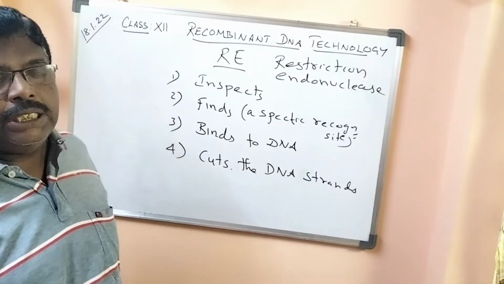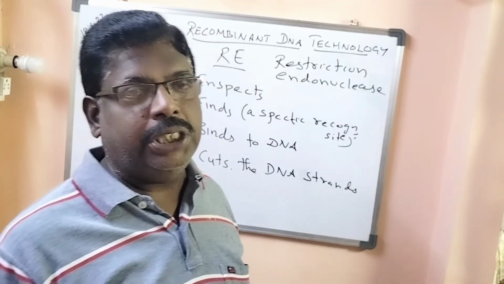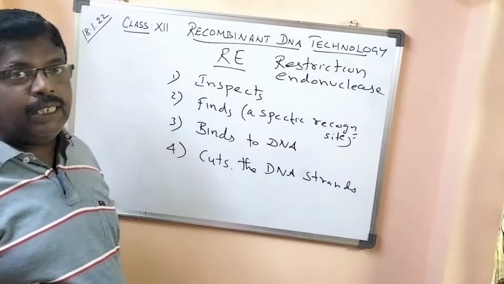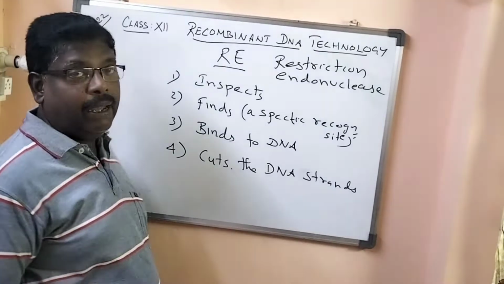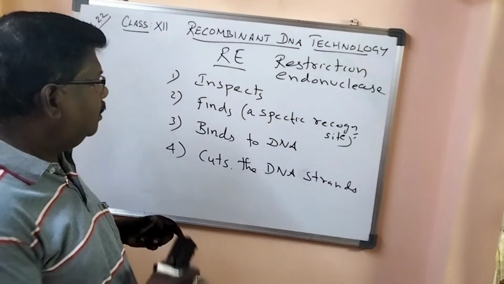First, the restriction endonuclease enzyme inspects the entire chain of DNA. Then it finds a specific recognition site. Third, it binds to the DNA. And fourth, it cuts the DNA strands.